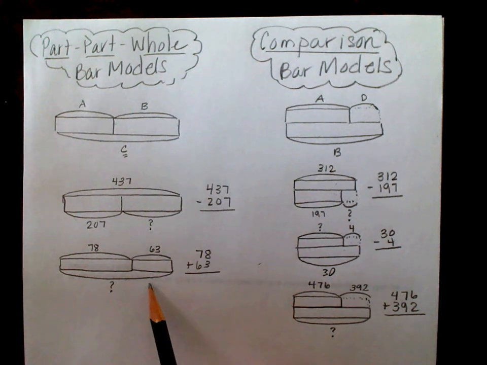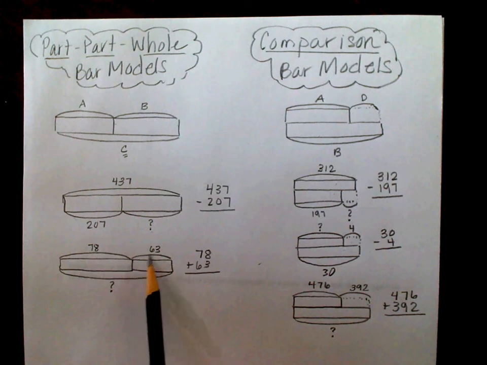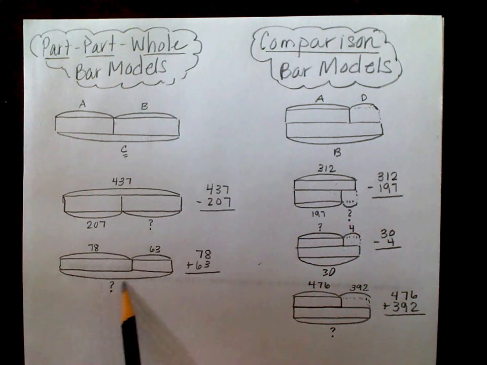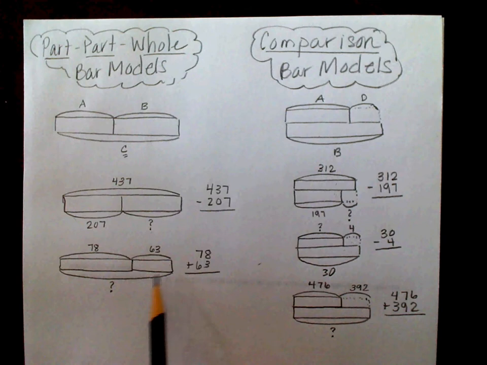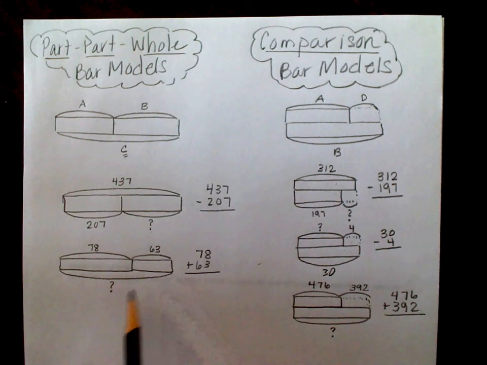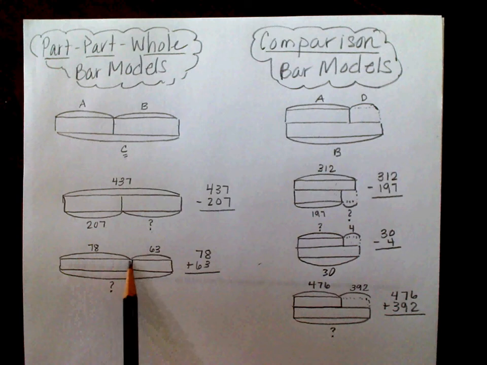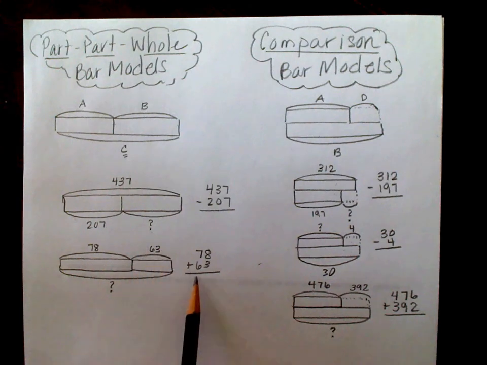This one down here, you have the amount of each part, but you're solving for the total or the whole. And again, if you look at this, this is clearly the biggest part, and if you're solving for the biggest piece, then you're going to have to add the other pieces. So in this case, you would add 78 plus 63 in order to get your answer.